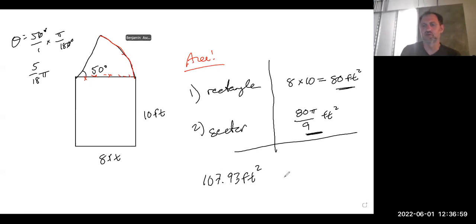I think it's always useful when you're thinking about these problems to mentally judge if you typed something wrong in the calculator. So 80 is obvious. This number is not obvious. So I'm mentally thinking 80 divided by 9. Well, that's like 81 divided by 9, that's 9, and pi is about 3, 9 times 3 is 27. So yeah, 27 and 80, 107. This is in the right ballpark.